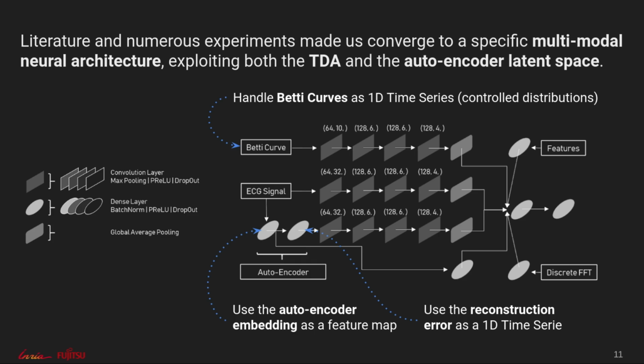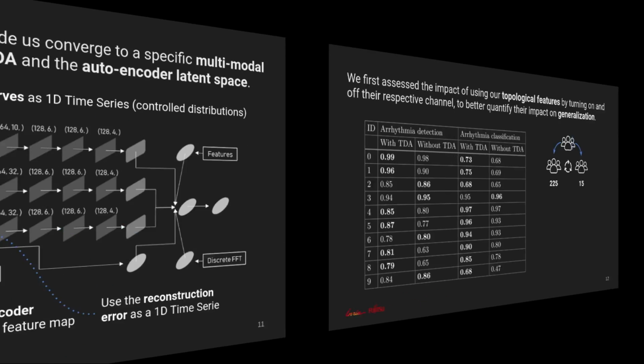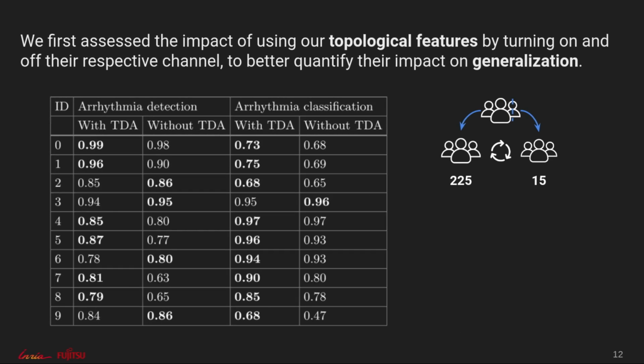In the end, we integrate as a new model both the autoencoder to deal with the imbalance of the data and the Betti curves to enhance robustness and deal with individual differences. Now, we had to quantify the impact of using TDA in our architectures and for both tasks of detection and classification. For such quantification, we set up a patient-based cross-validation with 15 patients as validation set and 225 patients as train set.